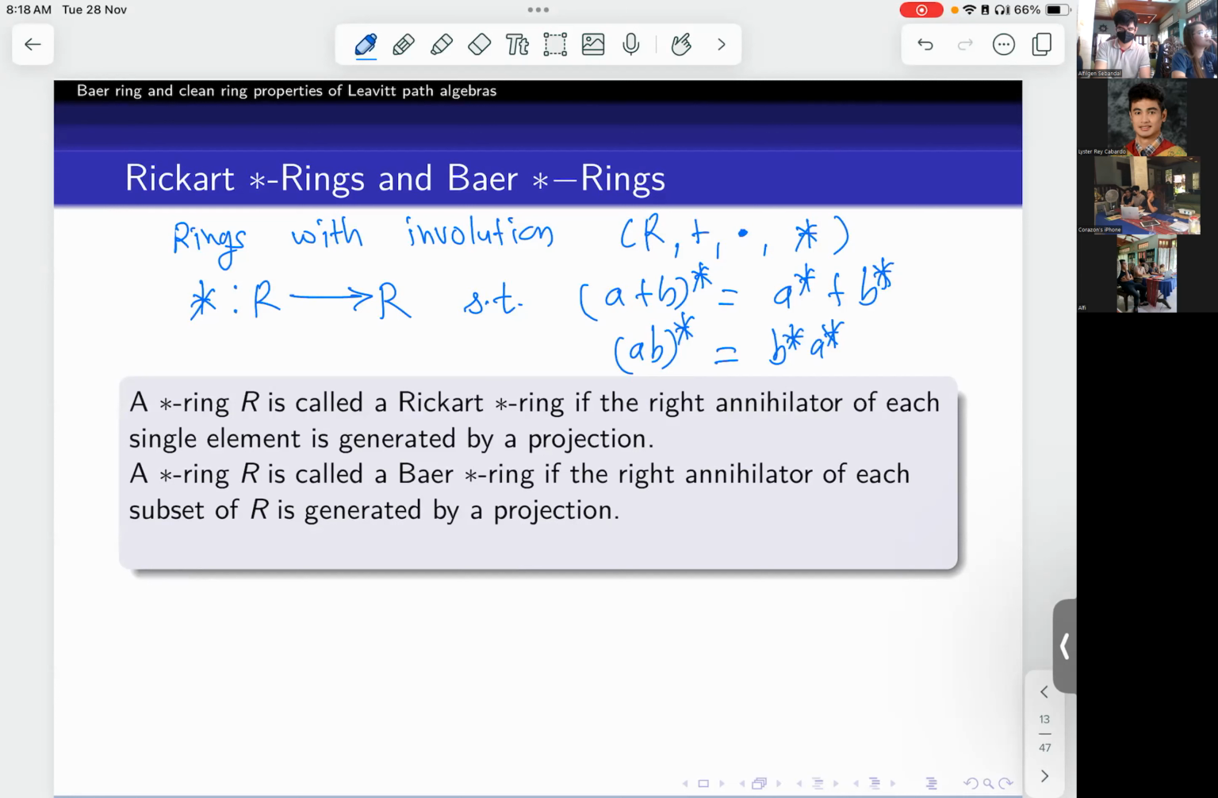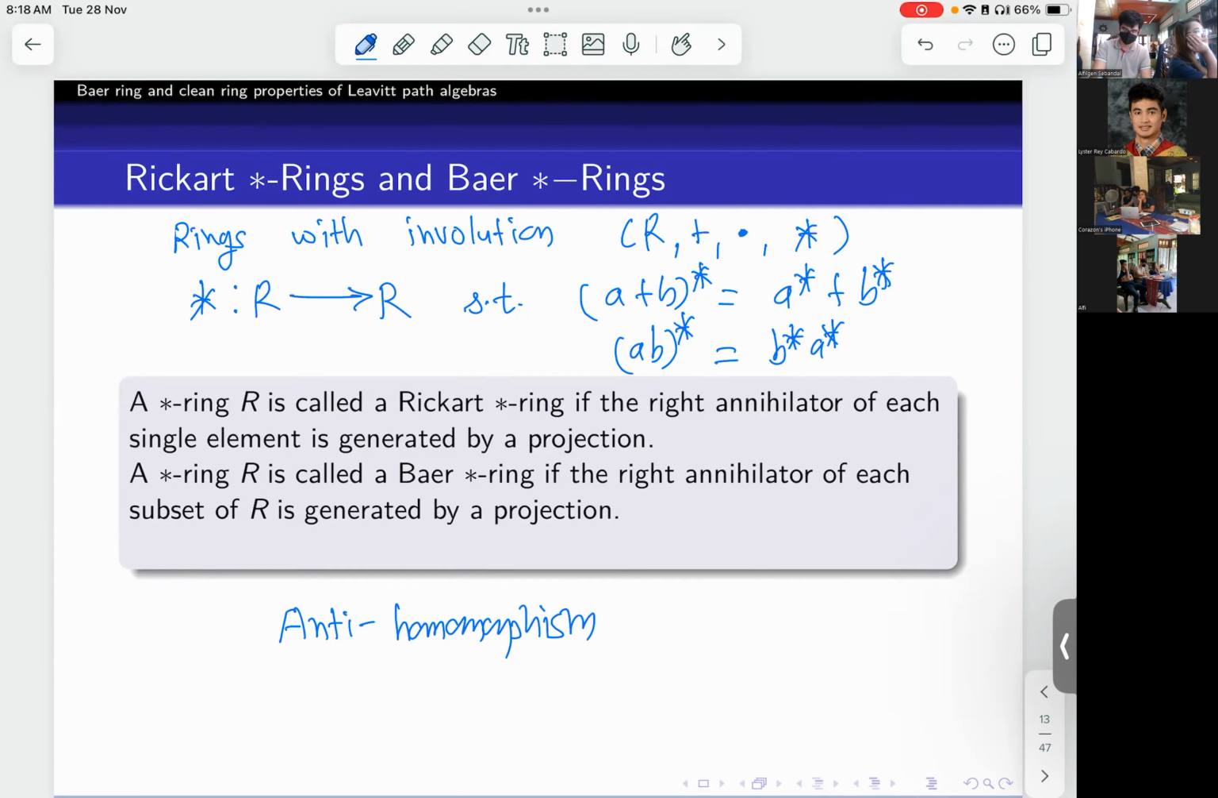If it were A star B star, then it would be a homomorphism. For this reason, it is called an anti-homomorphism. So a ring with involution is basically a ring with an anti-homomorphism, which is an automorphism.